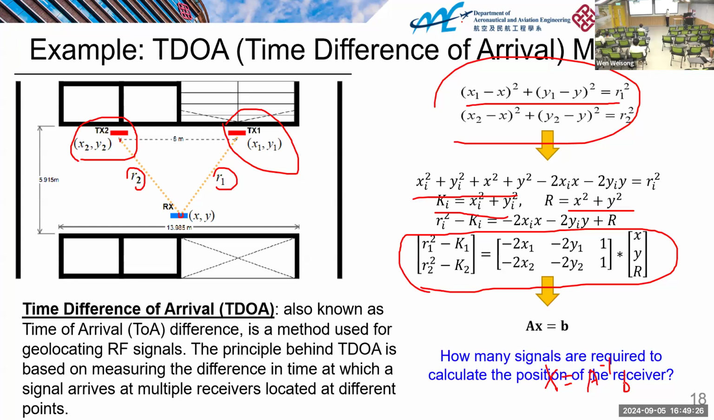Okay, so this process is called the time difference of arrival. This is quite straightforward, right? The definition: the time difference of arrival is a method used for geolocating an RF signal. RF is a radio frequency signal, okay, a radio signal. The principle behind TDOA is measuring the differences in time at which a signal arrives at multiple receivers at different points. For example, transmitted at T1, received at T2. The difference is T2 minus T1, and multiplied by the speed of light, you get the distance. Okay, this is TDOA.